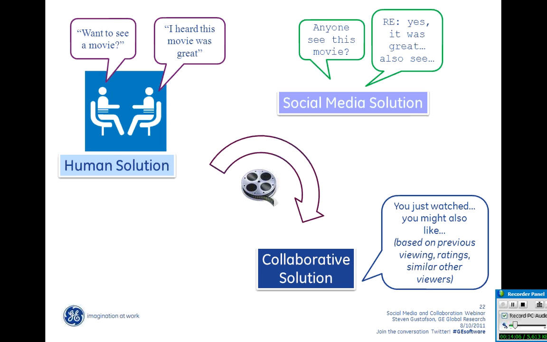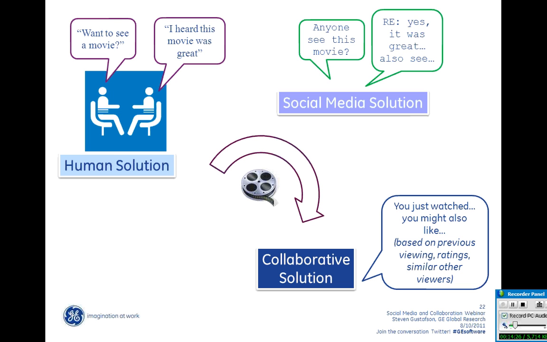Another example is around movies. I think most people know Netflix, and a lot of people who work in computer science, especially in machine learning and data mining, are aware of the Netflix challenge, where they challenged the world to come up with new algorithms and gave a pretty substantial prize if you could improve on their performance.